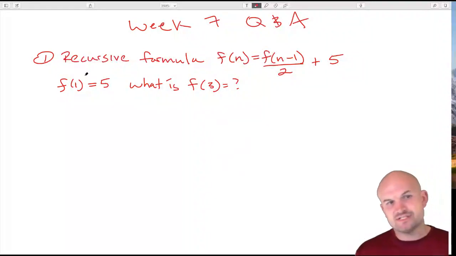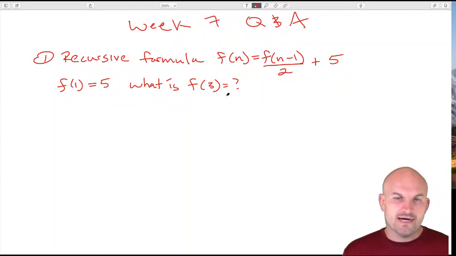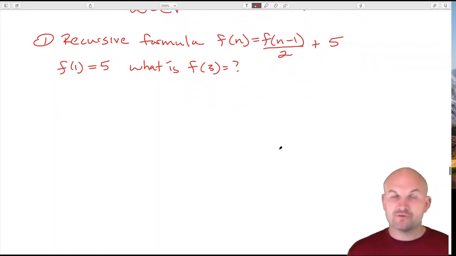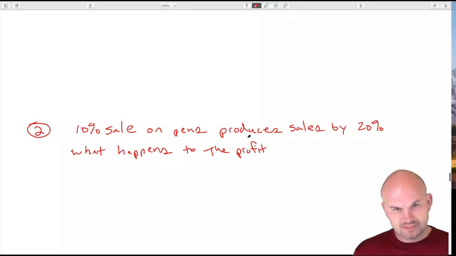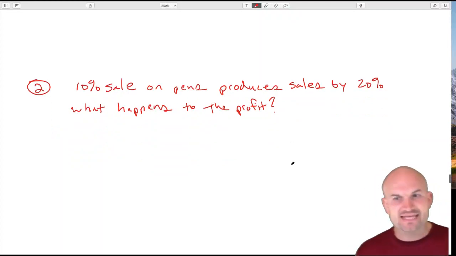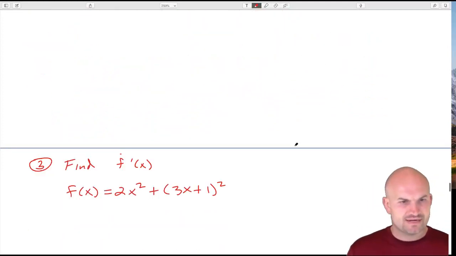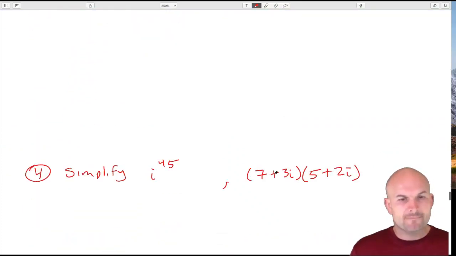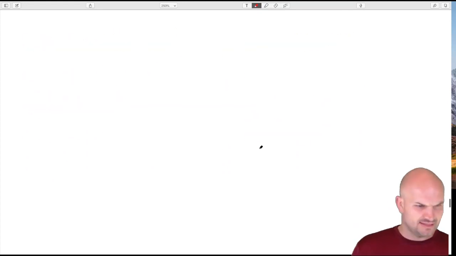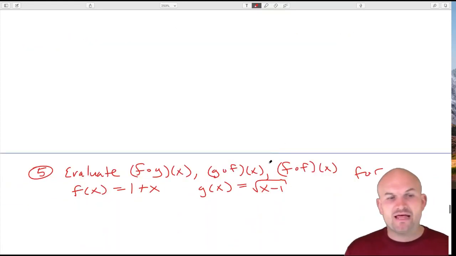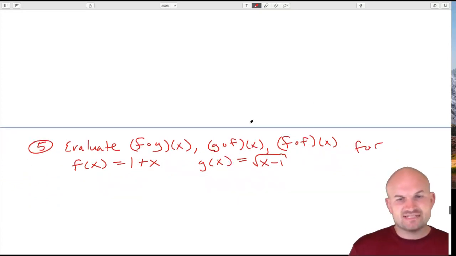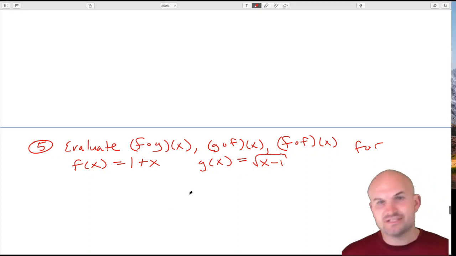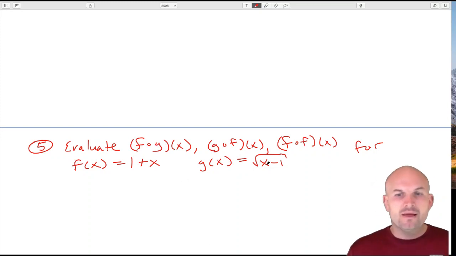The more specific, the better. For instance, it's very easy for me to write down, find f of 3 for this recursive formula. Or in this example, figuring out what happens with the profit when we have some changes in the sales and the discount. Here we're looking into finding the derivative using the chain rule. Simplifying. And then the last one, so then we evaluate. I'm given f of x and g of x. Typically, students will say, well, do composite functions, or I don't know how to do composite functions. Well, this is very detailed and it's very easy for me to go off of.